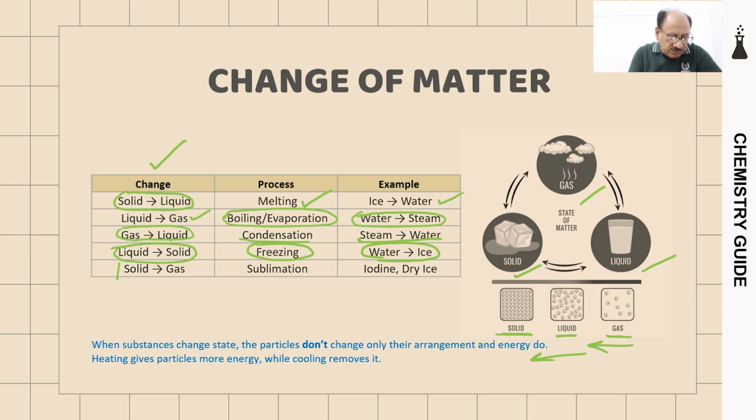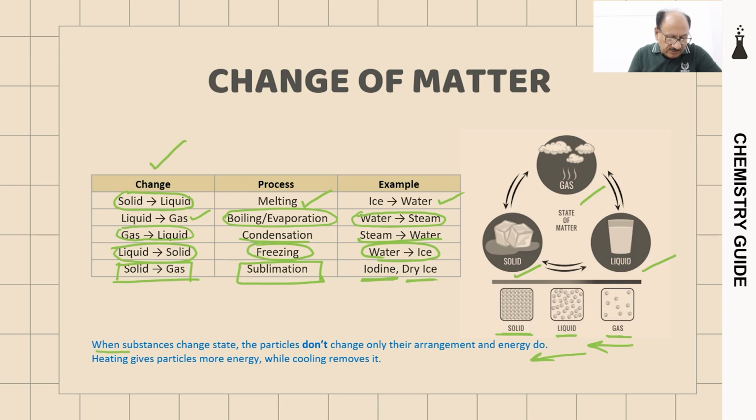There's another process which is solid to gas, a direct conversion of solid to gas without first converting to liquid. So the intermediate liquid state does not appear. We can convert directly from solid to gas, and gas can be cooled directly to solid. This process is known as sublimation. Examples are iodine and dry ice, which is carbon dioxide. If we cool carbon dioxide gas, it will directly convert to solid, and if we heat dry ice, which is solid carbon dioxide, it will directly convert to gas.